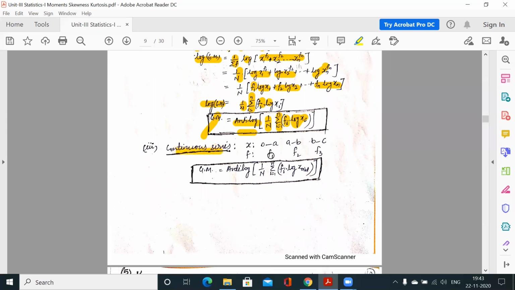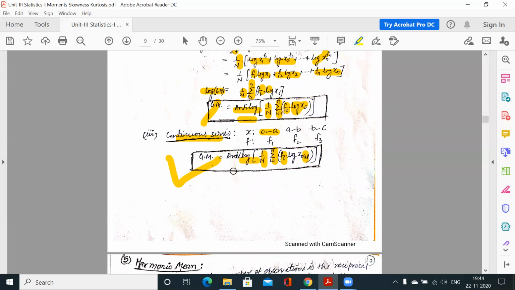For continuous series, what is the difference? The only difference is that instead of xi, we have x mid. Otherwise, there is no difference, because we have x as an interval, not as a single value. So we will take the middle value of each interval, and take the log of each of the middle values. We will multiply by the corresponding frequency, add all the multiplications, divide by total frequencies, and take the anti-log. This will be our geometric mean. So this is geometric mean.